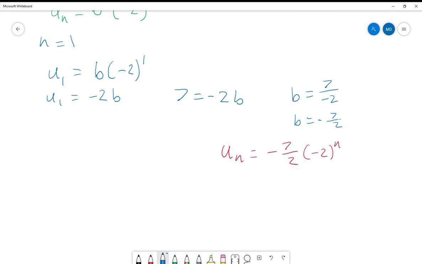And just like before, we could find out what u_100 is, and that would be just negative 7 over 2 multiplied by negative 2 to the power of 100, which is a very large number. So I'm not going to write that down for you.